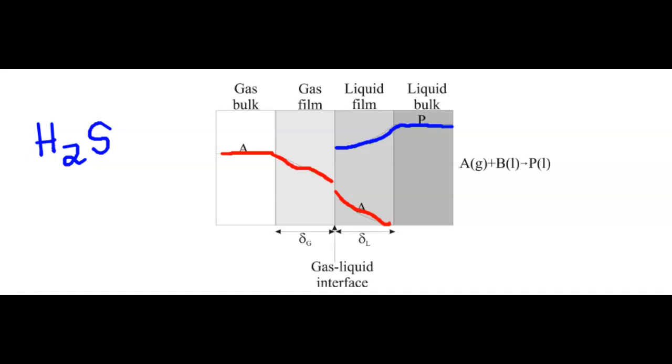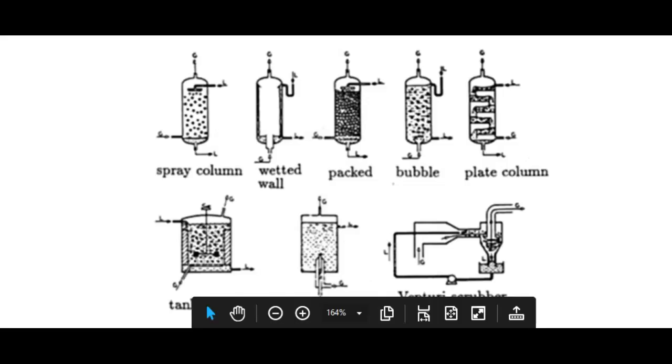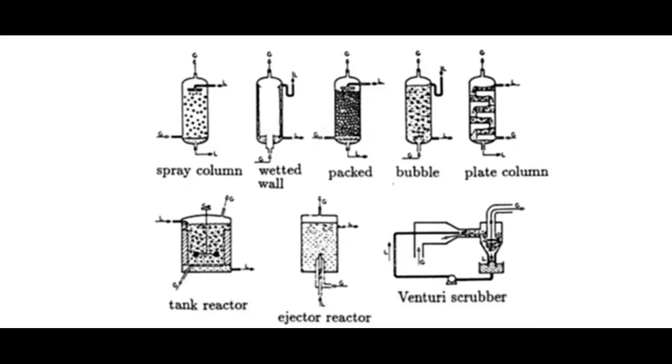So the main difference between them, let me show you them. So here we have different types of reactors that we can use, or absorbers. Sometimes they're called absorbers, depending on if they have only physical absorption or chemical absorption as well. So we are interested in the chemical one when we have chemical absorption as well, right? So one of the options, as I told you, is the difference between plate columns and packed columns.